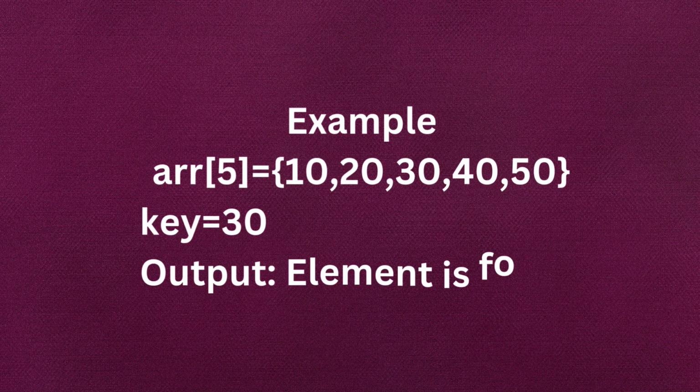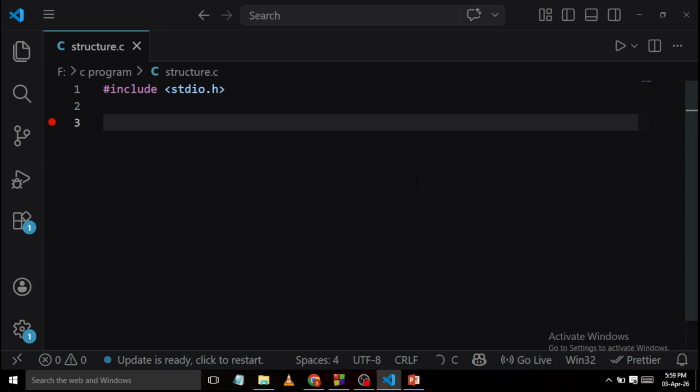Linear search is the simplest searching technique. It checks each element one by one until the required element is found. This question is very common in exams, so don't skip this. Let's understand step by step.